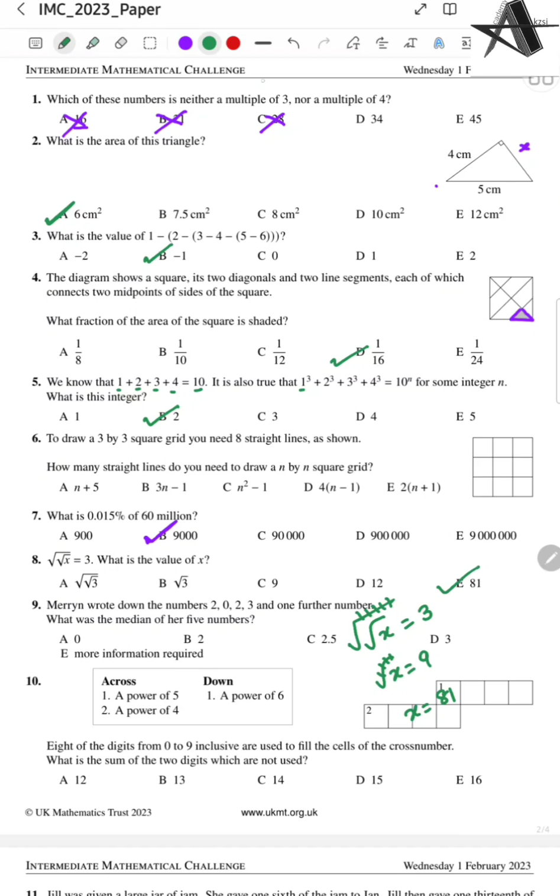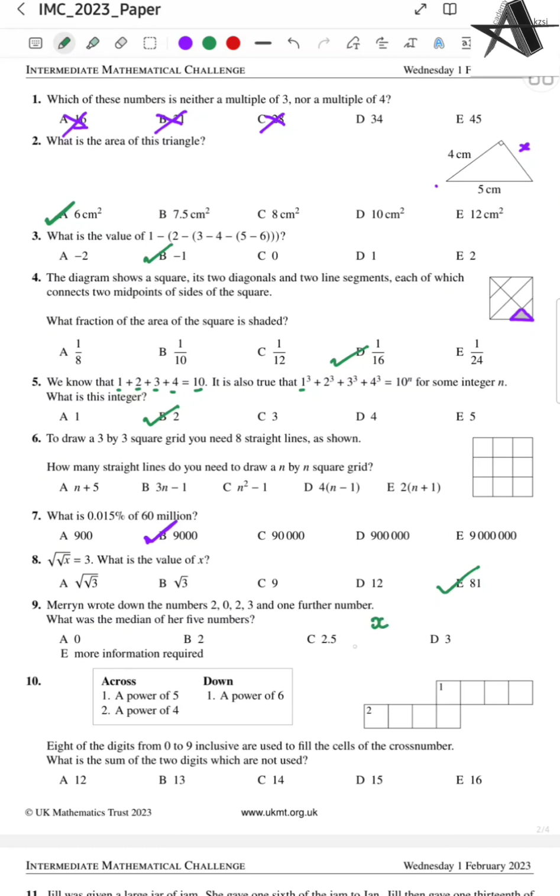Moving on to question number 9. Marin wrote down 0, 2, 2, 3 and one further number, x. What was the median of her first 5 numbers? Definitely in this case we don't know the value of x, so we have to consider the possible values. Say for example, because these are 5 numbers, x can be smaller than 0, it can be -1, -3. So the first case is x is the smallest.